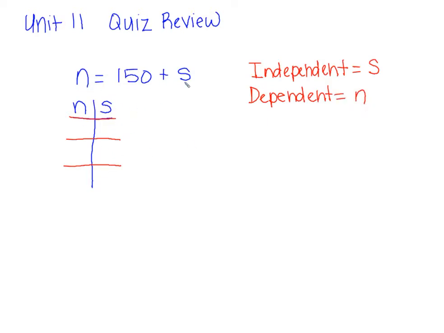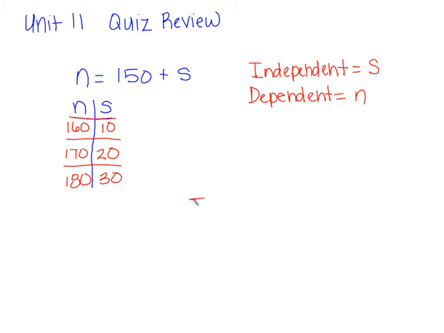And you are just going to substitute in numbers for S and get our answer for N. So let's go 10, 20, and then 30. So 150 plus 10, 160. 150 plus 20, 170. 150 plus 30, 180. There we go.